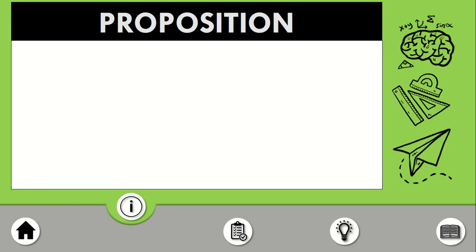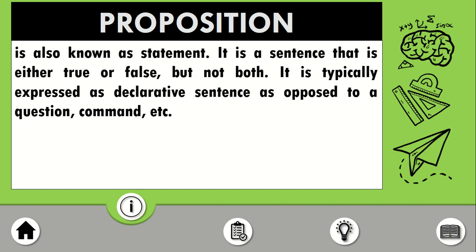Now, since we are dealing with propositions, also known as statements, let's have its definition. A proposition is also known as a statement. It is a sentence that is either true or false, but not both. Remember, it should be true or false, but not both. It's typically expressed as a declarative sentence as opposed to a question, command, and so on. So it should be declarative. It should not be an interrogative or imperative sentence.